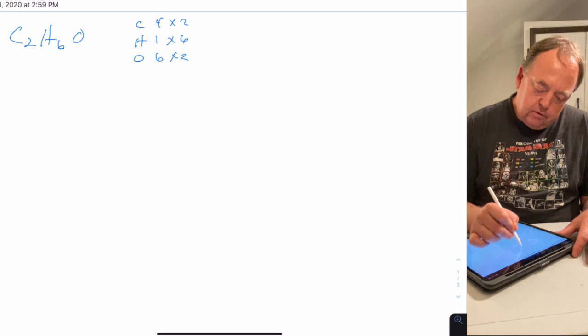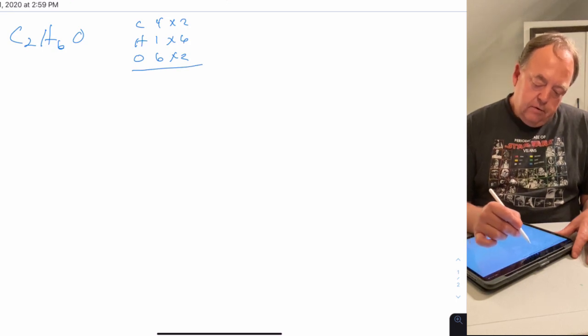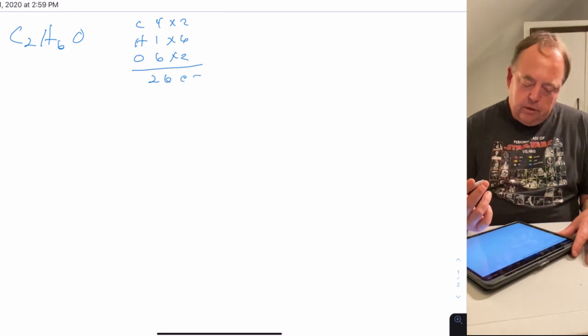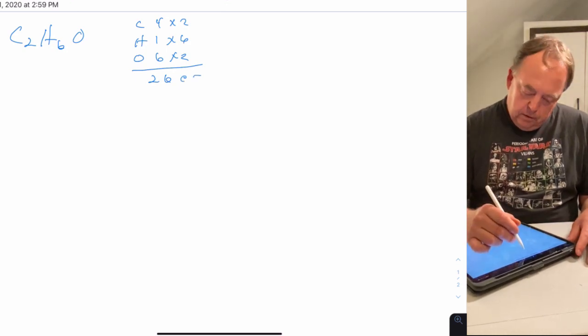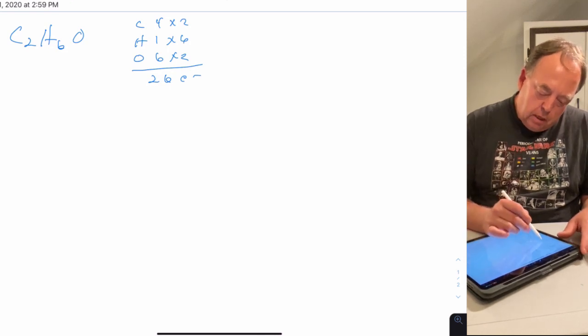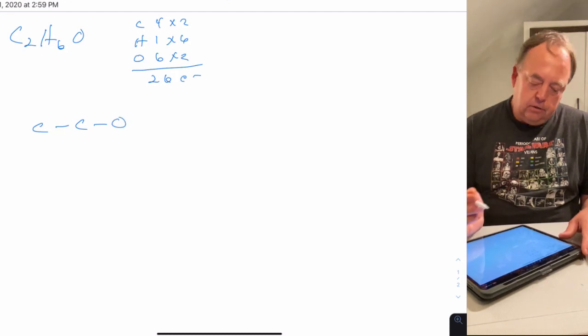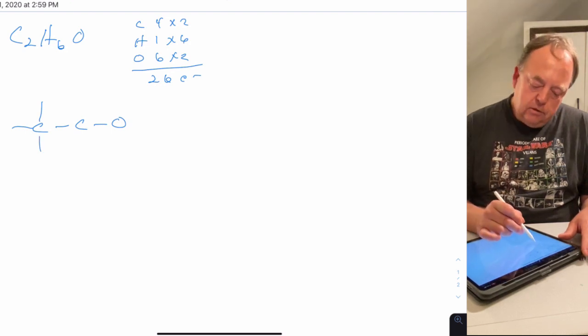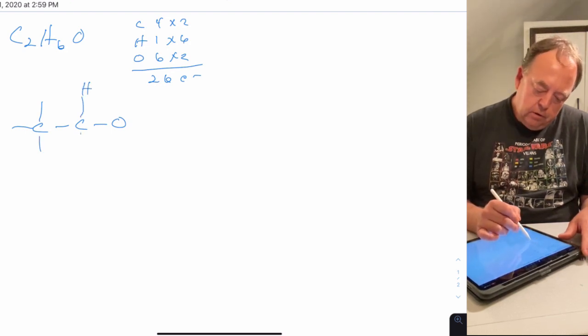oxygen's got 6, so it's 12, 18. So the molecule should have 26 electrons. Okay, so if we drew some possible molecules, we could attach the 2 carbons and then attach the oxygen. And then if we start filling in hydrogens, this carbon at the end needs 3 hydrogens, this one in the middle would need 2.